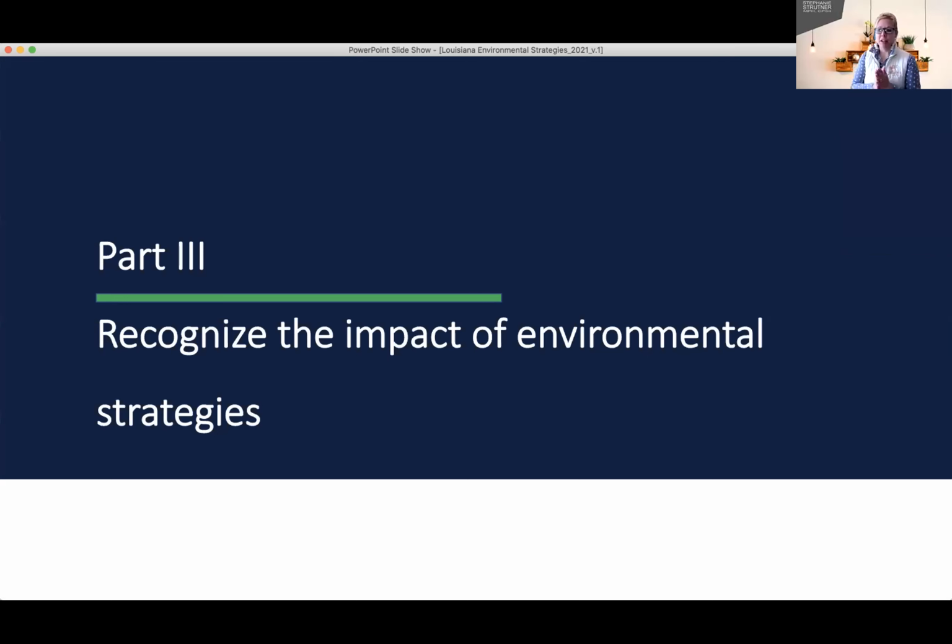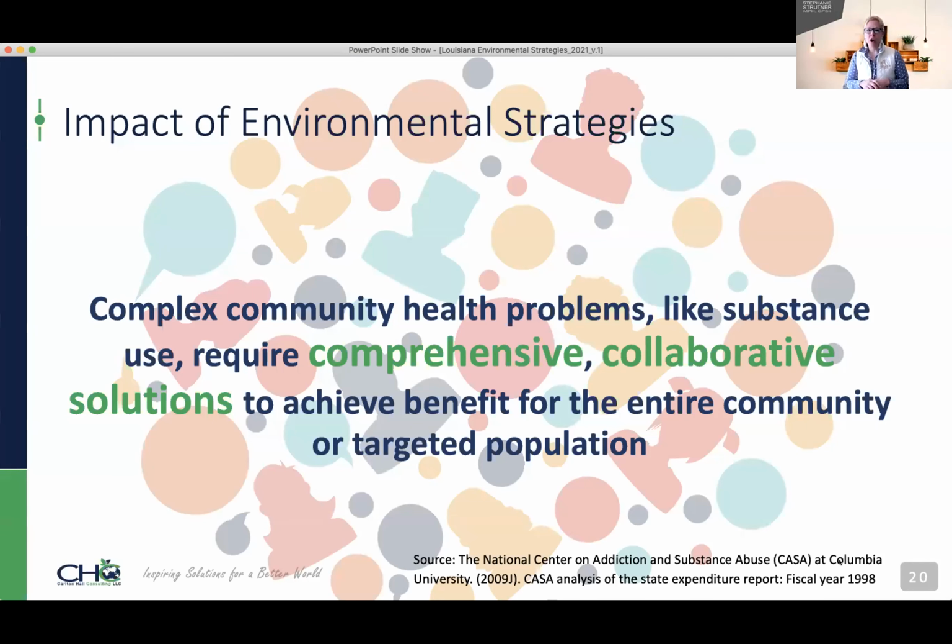So I want to bring us back to our conversation about environmental strategies so that we can recognize the impact of these strategies and the impact that they have on our target population. And so we know that environmental strategies are complex in that they're addressing complex health problems or other community problems like substance use, but they require comprehensive solutions, collaborative solutions, so that we achieve that benefit for the entire targeted population. And I'm citing the National Center on Addiction and Substance Abuse at Columbia University.